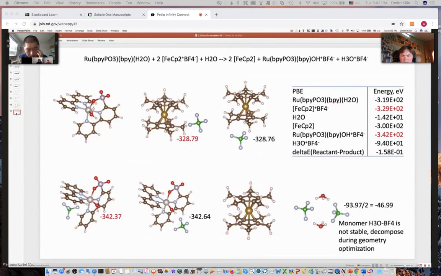I want to point out there is one problem with using a counter ion. This is because we have different arrangements for the relative configurations between the counter ion and the complex, and this can influence the total energy quite a lot. For example, if we look at the bottom left, the energy difference is about 0.3 electron volts because of the configuration difference.